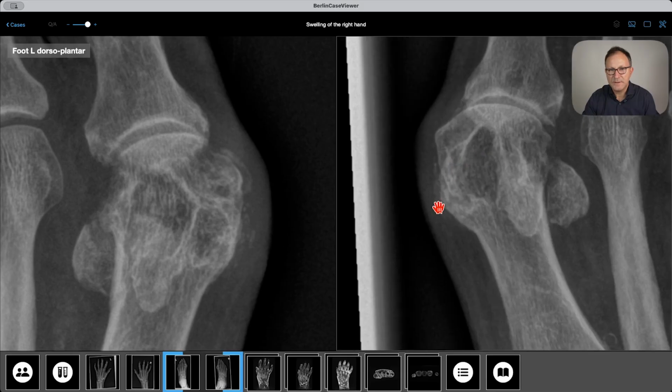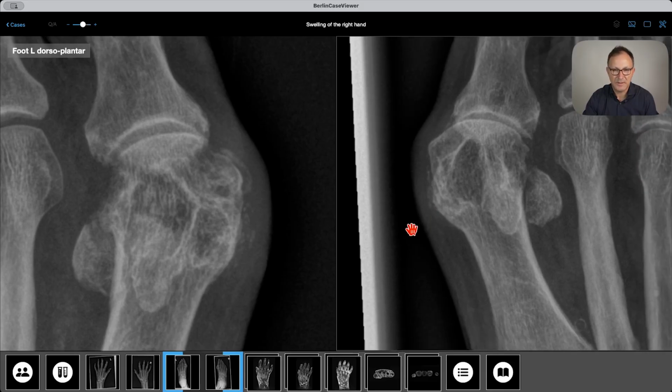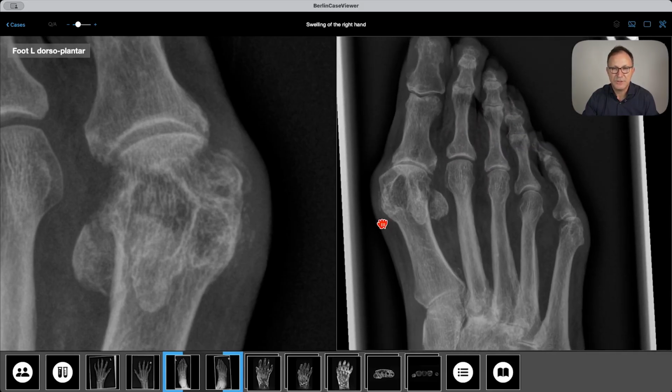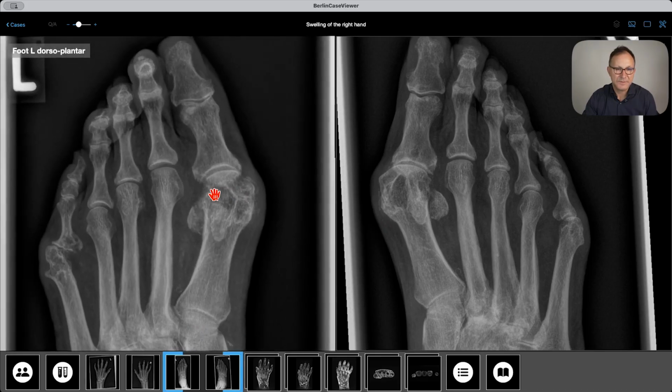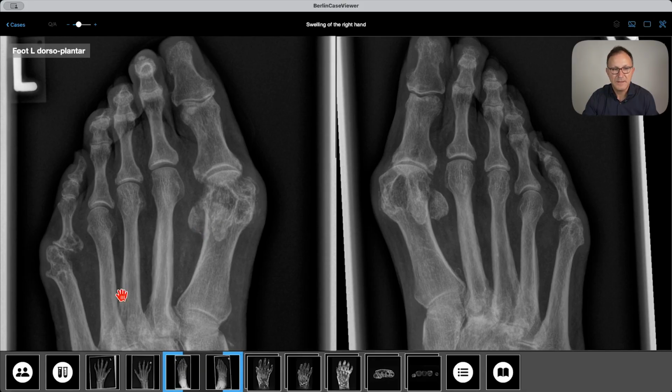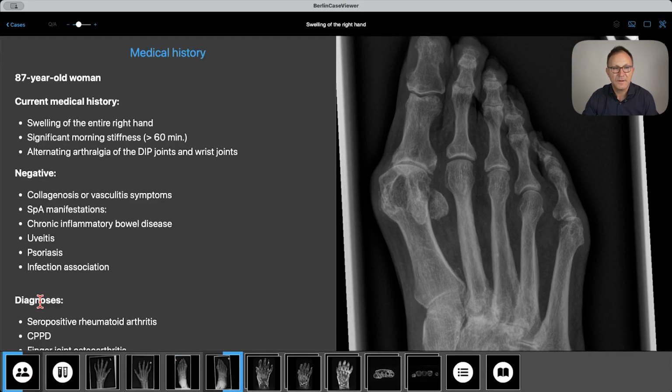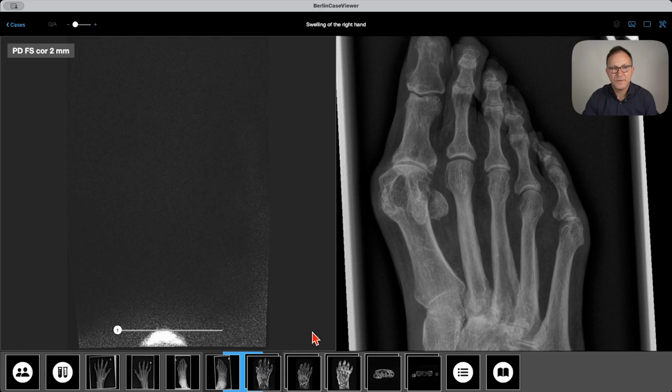And also here we see calcification. So this could be a manifestation of gout, but also of CPPD, which again goes in line with the changes that we have seen in the wrist. Okay, but the patient had a very severe swelling of the entire right hand. So we pursued advanced diagnostics, and we performed an MRI of the hand.